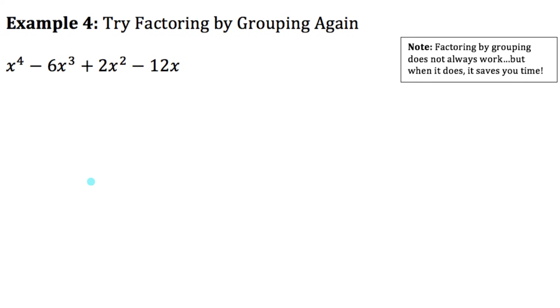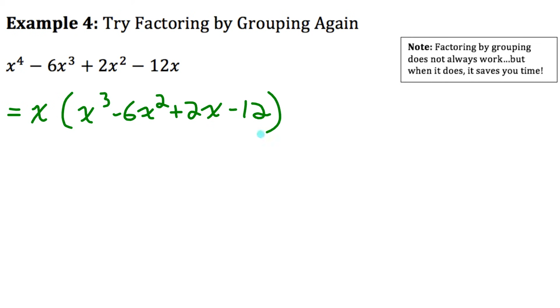Okay, example 4 I put in here just to show you another time when factoring by grouping could work. There are a lot of long ways to factor this polynomial, but the fastest way would be to do factoring by grouping. Before you do anything, you should always check and see, is there a common factor? And in fact, all 4 of those terms have an x. So let me just take out an x to begin with. And then in brackets, I've got x cubed minus 6x squared plus 2x minus 12.